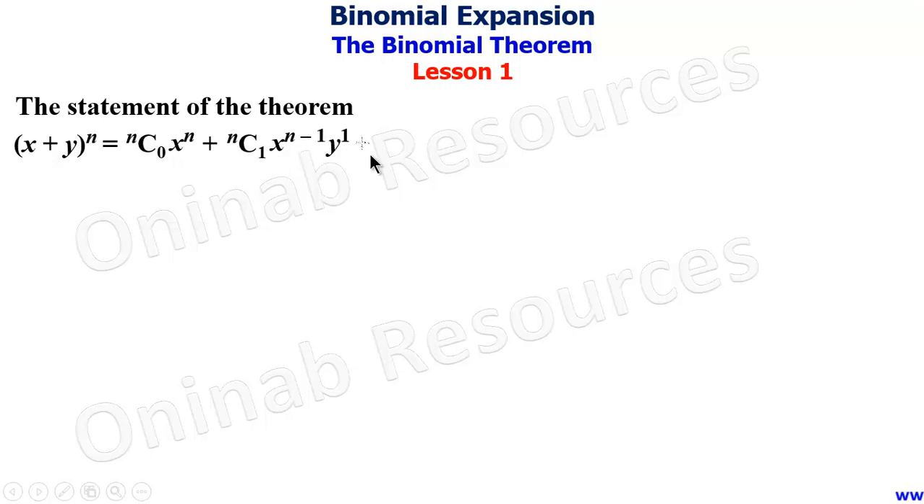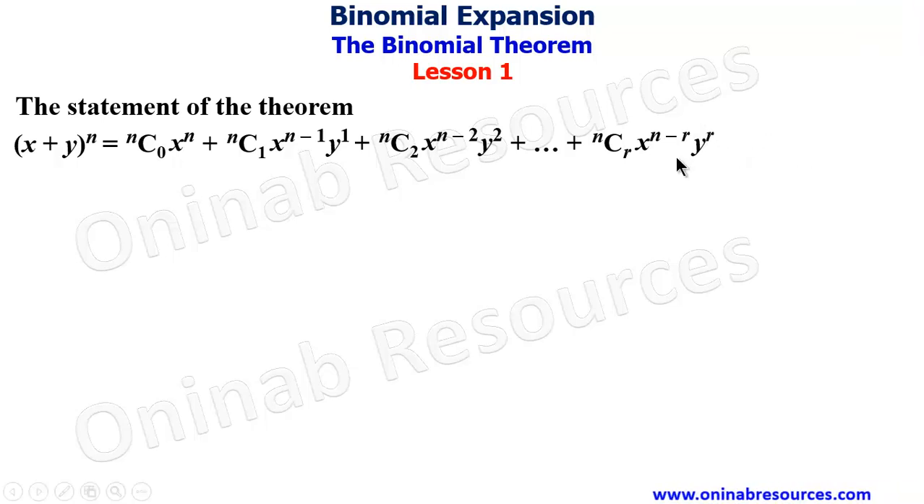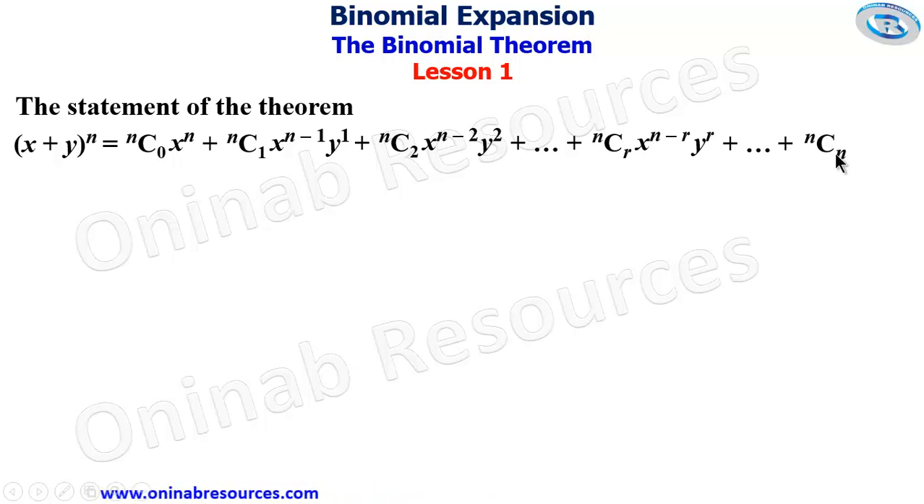So in the next term, we are going to have nC2, then x raised to power n minus this 2, then y raised to power 2. Then we continue up till nCr. So what is it going to be? x raised to power n minus r, then y raised to power r. Then we continue to add until we get to nCn.